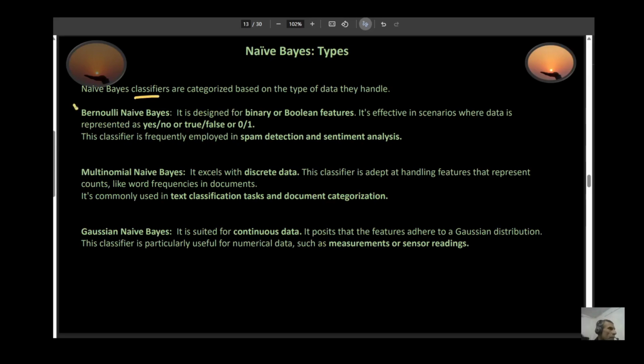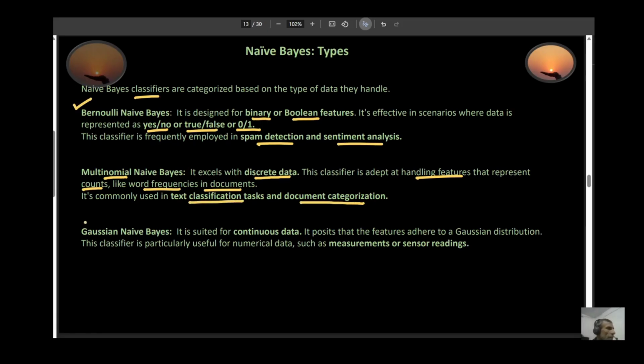So there are different types of Bayes classifier based on the data type they handle. The first one is Bernoulli naive Bayes. This one is designed for features that are binary or Boolean in nature. It is effective in scenarios where data is represented, for example, as yes or no, true or false, or 0 and 1. An example would be spam detection, sentiment analysis. And then you have multinomial naive Bayes. This one is ideally suited for discrete data. This is pretty good at handling features that represent counts, for example, word frequency in documents. It is very commonly used for text classification and also for document categorization.